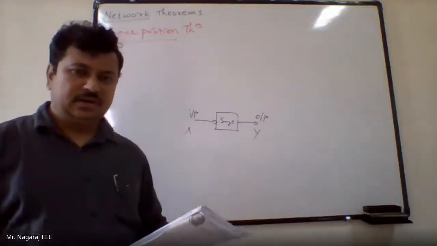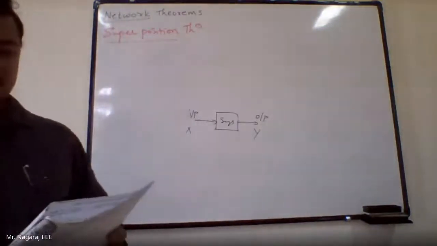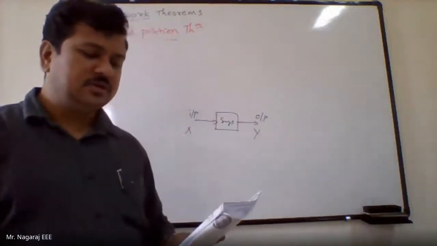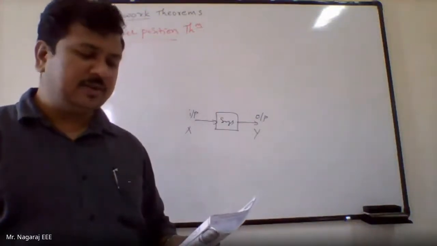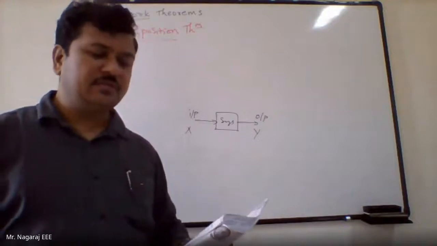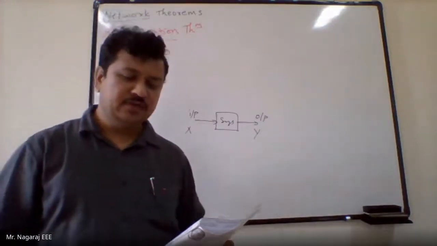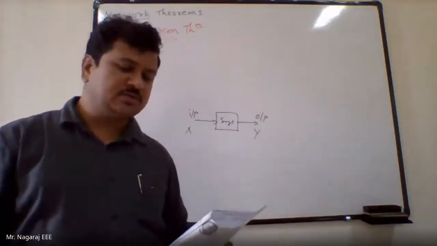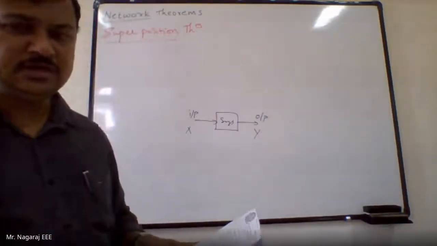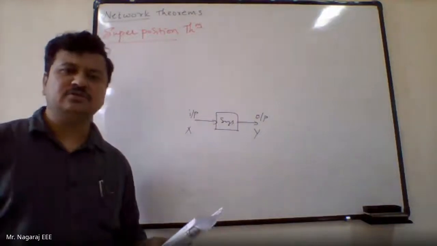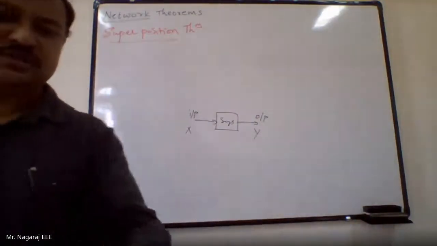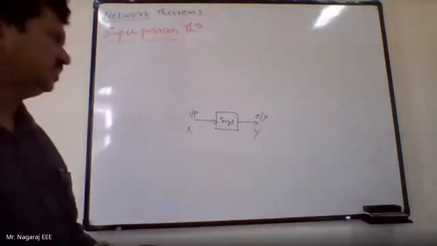I will read out this once again. In any linear bilateral network having more than one independent sources, the response in any element is the algebraic sum of all the responses due to each independent source acting independently, keeping all other sources inactive. That is setting all other source values to 0. This is the statement of superposition theorem.